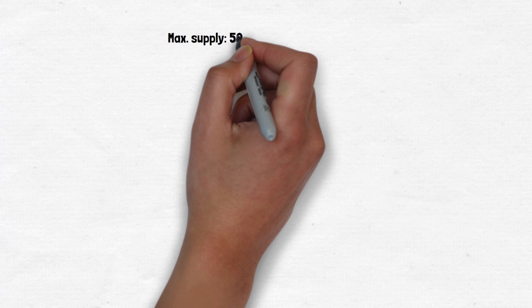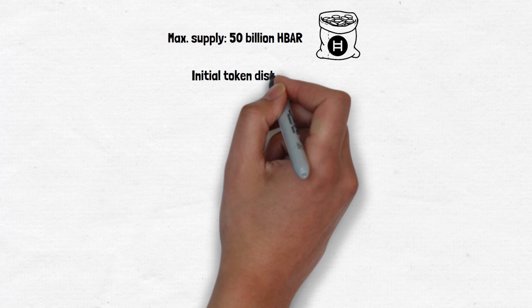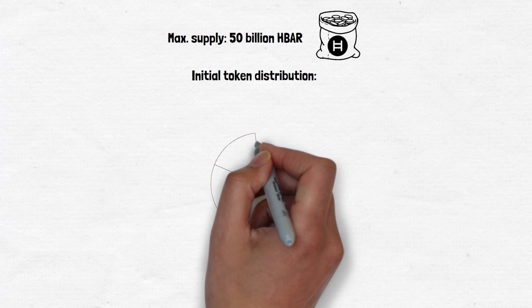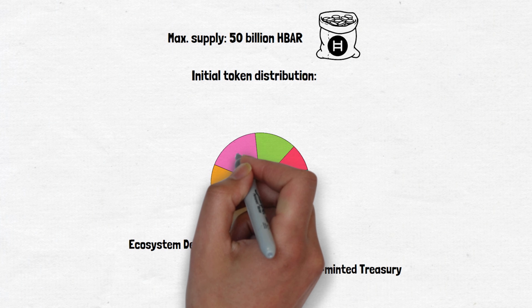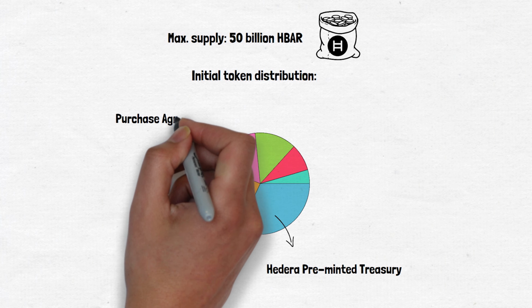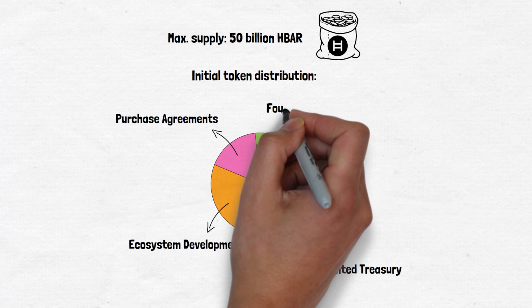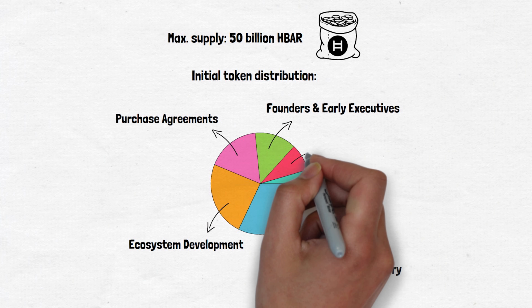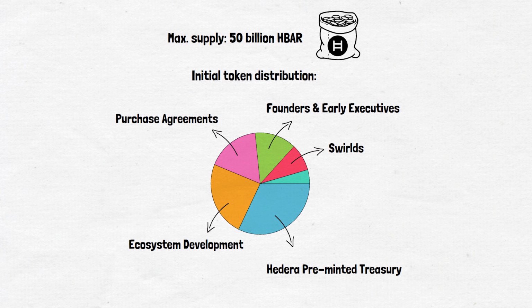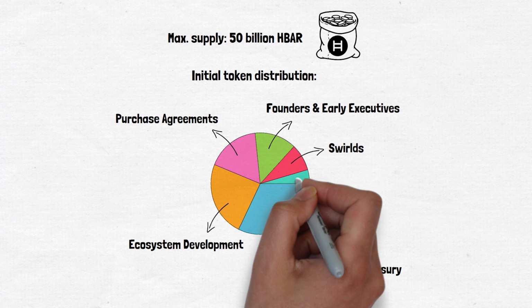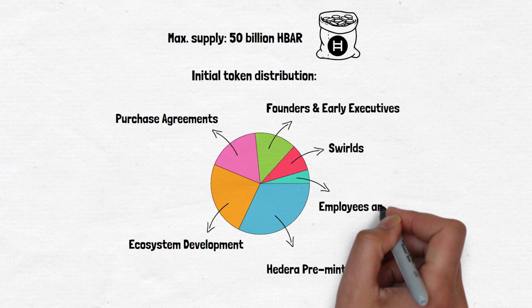In total, there will only ever be 50 billion HBAR tokens, and the initial token distribution was as follows. 32.4% was allocated to the Hedera pre-minted treasury, 24% to ecosystem development, 17.4% to purchase agreements, 13.8% to founders and early executives, 8.8% to Swirlds, which is the development company behind Hedera, and the final 4.4% was allocated to employees and service providers.